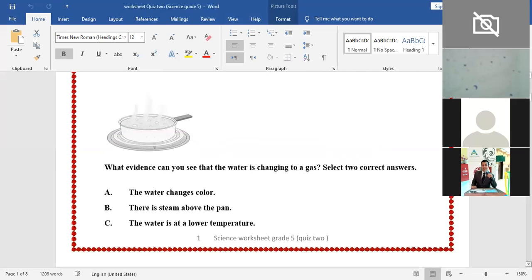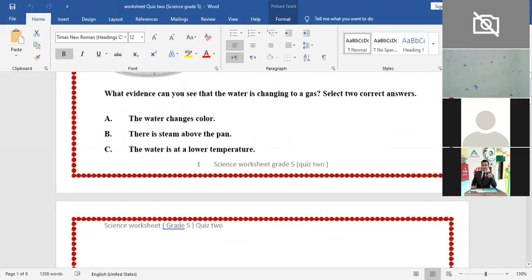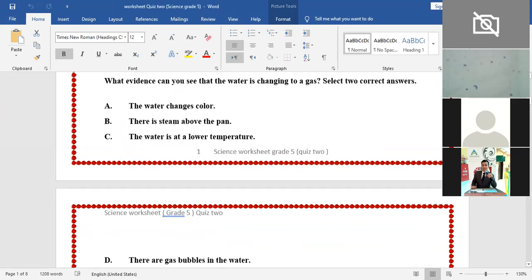The water changes color. There is steam above the pan. The water is at a lower temperature. There are gas bubbles in the top. Which one? C and D. C and D. You are excellent.